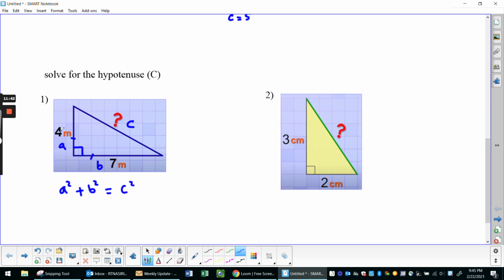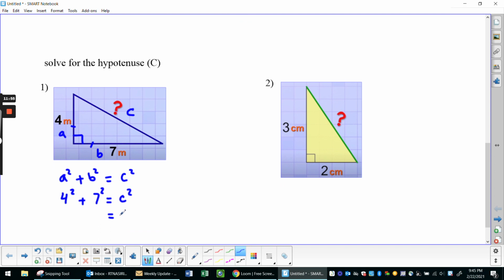So we'll take the 4, that's our A, and square it. Add it to 7 squared, right? And that's equal to C squared. Okay, go ahead and solve for C squared, you guys. Just solve for C squared. What do you get when you do that? We'll be right back.